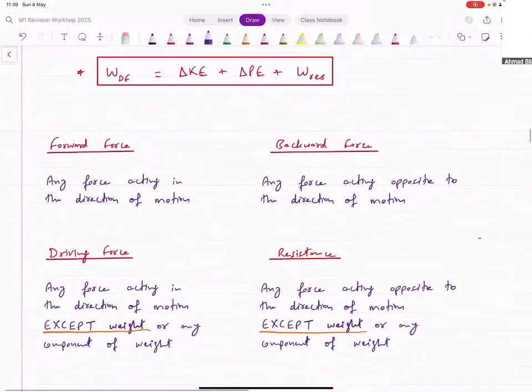So driving force does not include weight, and resistive force does not include weight. We use this in all cases, but just remember, in driving force, we will not include weight. In resistance, we will not include weight. So we can use this for horizontal surfaces, inclined surfaces, any surfaces, curved surfaces. This always works, this work energy principle. Just remember that weight is not going to be considered as part of driving force or resistive force.